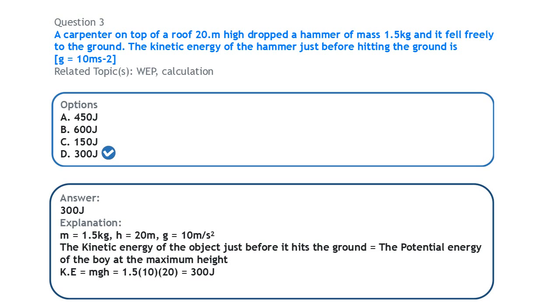So instead of using the formula KE is equal to half mv square for kinetic energy, we'll be using the formula for potential energy. That is, we say the kinetic energy of that body just before it hits the ground is equal to the potential energy at that height. So we're using the formula for potential energy, mgh. So you have m, the mass, to be 1.5 times acceleration due to gravity, which is 10, times the height of that body above the ground, which is 20. So we have 1.5 times 10 times 20, and that is 300.